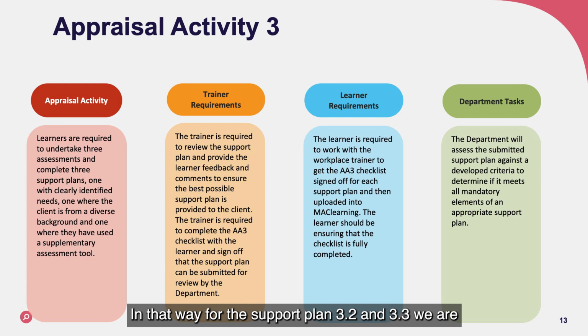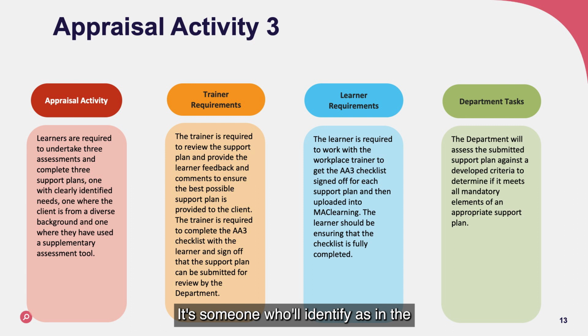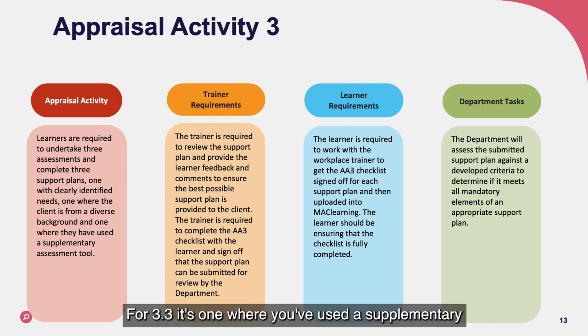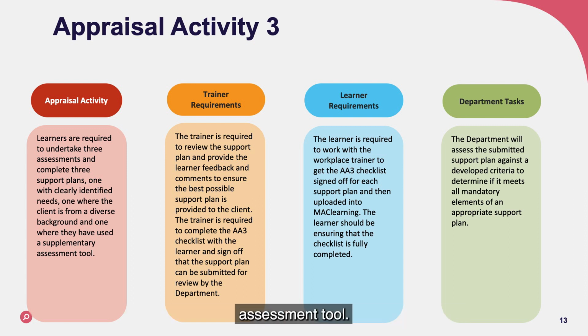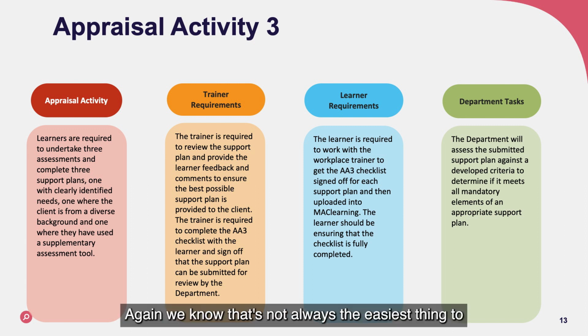In that way, for the support plan 3.2 and 3.3, we are wanting specific assessments in there. For 3.2, it's someone who identifies in the diversity framework. For 3.3, it's one where you've used a supplementary assessment tool. Again, we know that's not always the easiest thing to find. And for 3.2 with the diversity framework, you want to make sure that's with the permission of the client and they are perfectly happy with you talking about their membership of a diverse group.